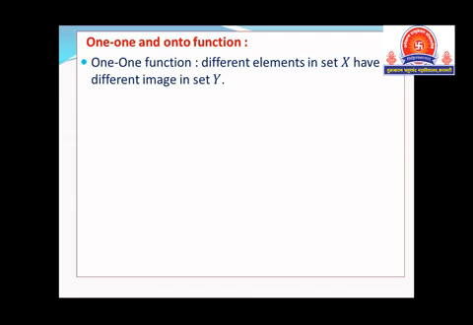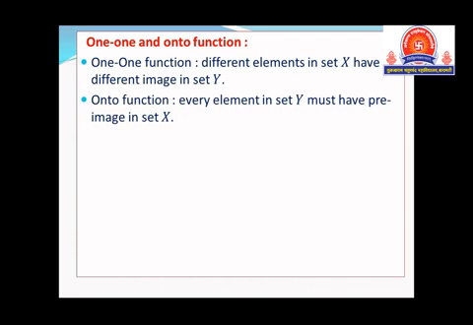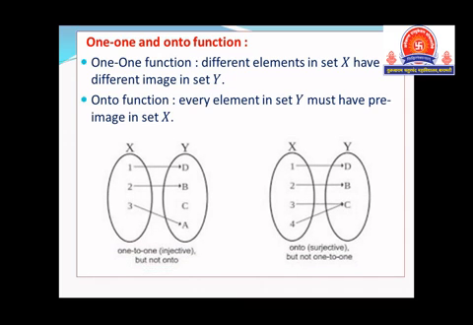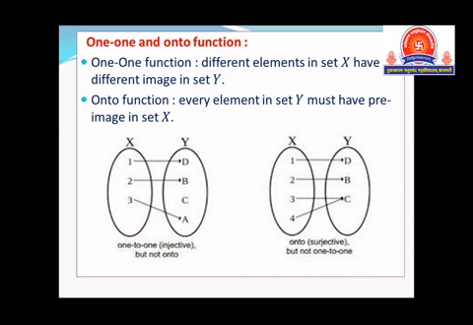First let us study one-one function and onto function. See here, one-one function, different elements in set. If we have to define any function, we want two sets x and y. So now different elements in set x have different image in set y, then that function is known as one-one, and if every element in set y must have pre-image in set x, then it is onto function.